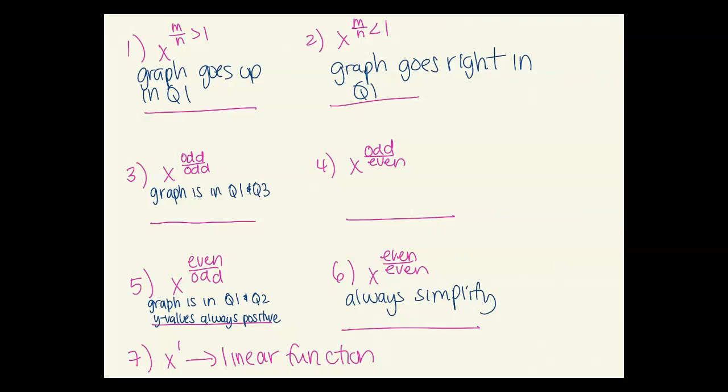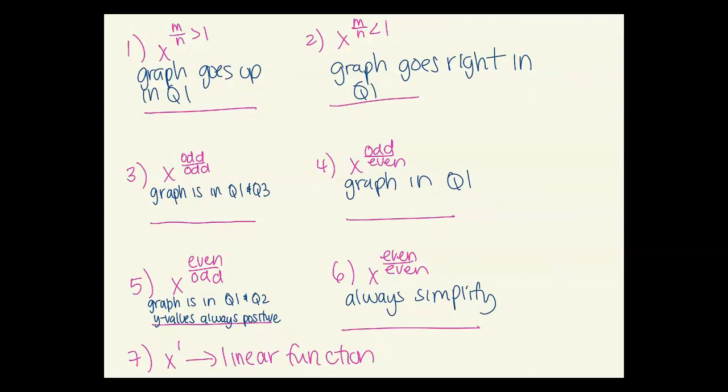And then the last one, for odd over even, whenever you have those, hopefully you notice that all of your graphs are in quadrant 1. All of those graphs are in quadrant 1. Some of them are going up, some of them are going to the right, but they're all in quadrant 1.